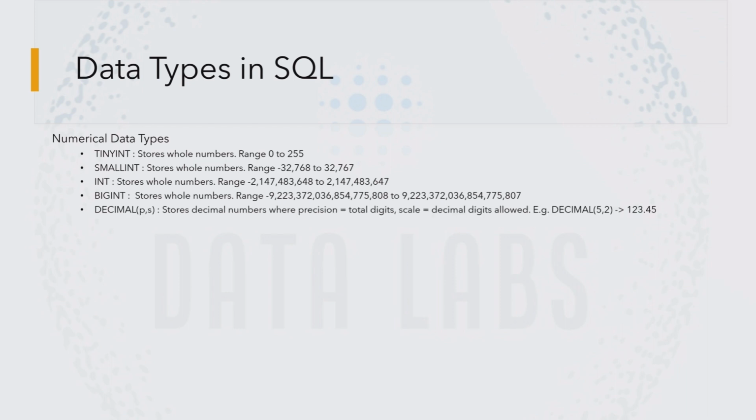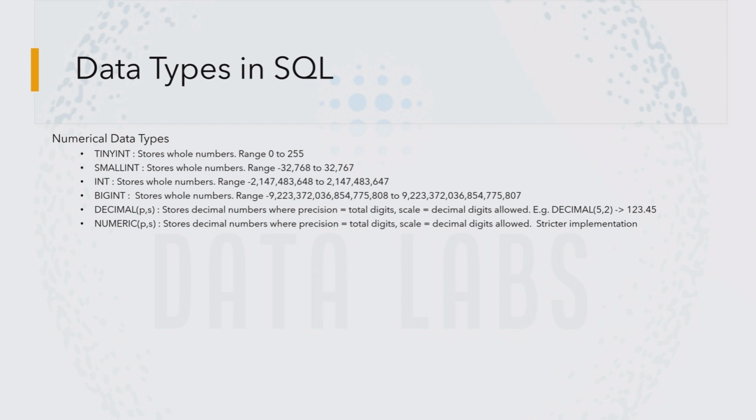Next we have decimal, which is used to store decimal numbers with a precision and scale. Precision denotes the total number of digits on left and right side of the decimal, and scale denotes the maximum digits allowed on the right side of a decimal. For example, 123.45 adheres to decimal(5,2), where 5 is the precision and 2 is the scale. It has total 5 digits and only 2 digits after the decimal. If no precision or scale is defined, default precision and scale are 18 and 0.